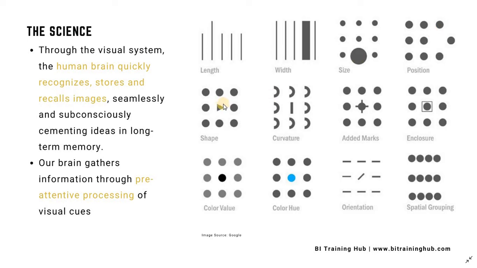If we talk about the second row, different shapes, curvatures, added marks or enclosures help us understand those points quickly. If we change the color or the hue, or have inclinations or orientations, or spatial grouping, that helps us understand what is going out of pattern, and we can take decisions on top of it. Whenever we see things, we capture that information and see things in patterns. If something is going out of pattern, we don't have to go through all the points to understand what is happening in the data. We can find what is going out of pattern and then take action on that data.